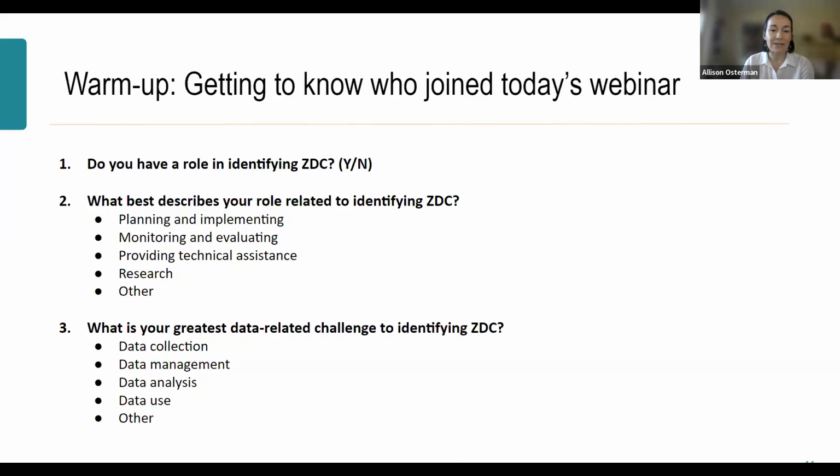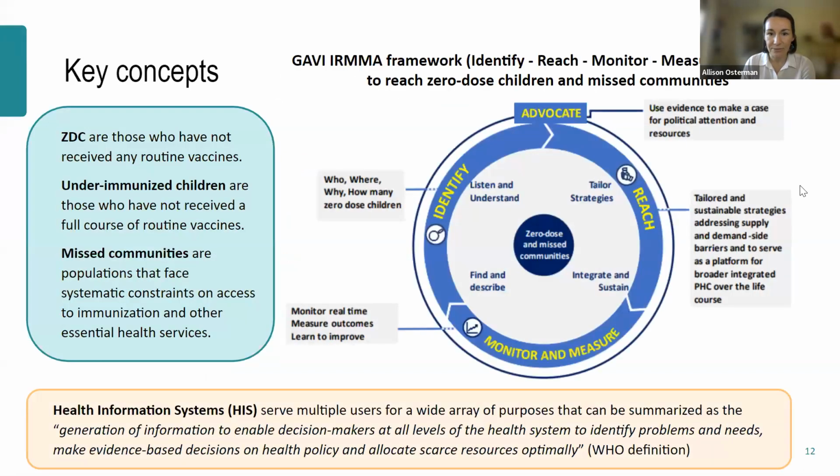Also, I think this information is really great for setting the stage of today's presentation. I think you're going to see that the findings from the landscape analysis that we conducted are really intended to help you consider some of the types of information systems and tools that you could be using if you're not already, to help address some of these challenges and better identify zero-dose and under-immunized children.